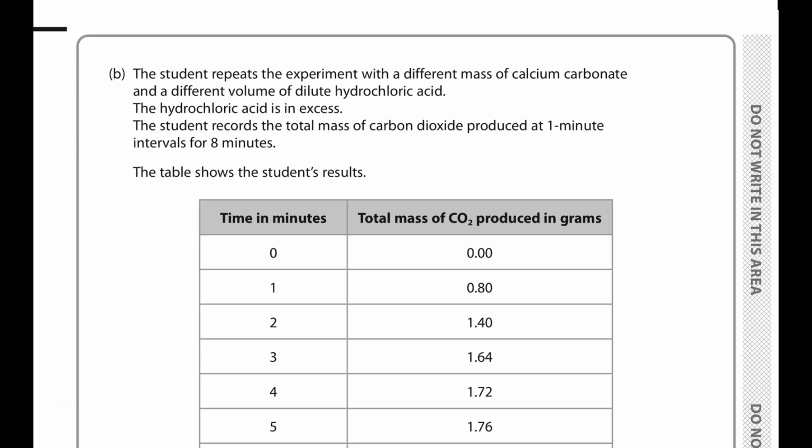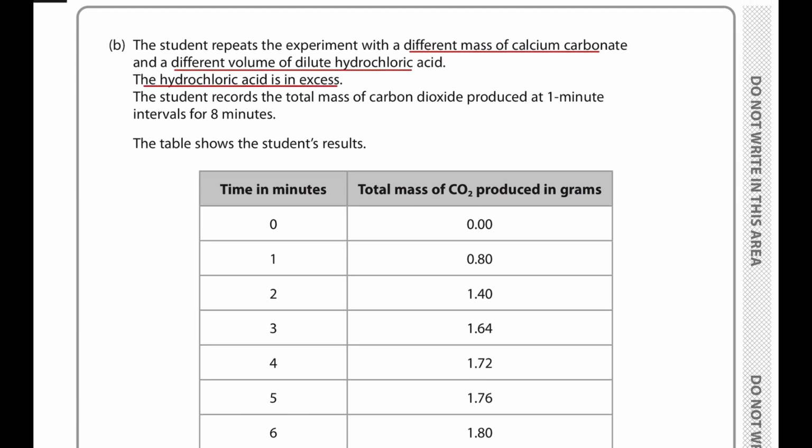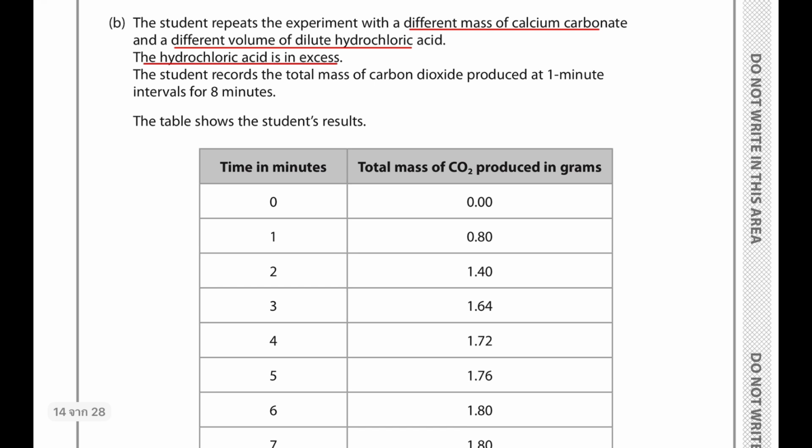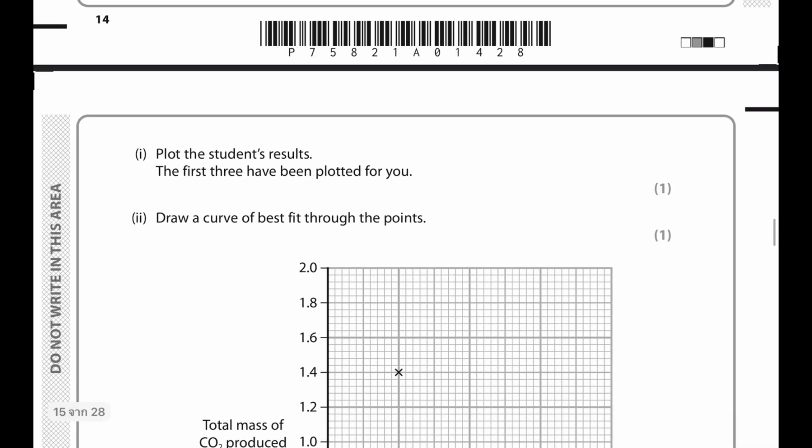Experiment with a different mass of calcium carbonate and a different volume of dilute hydrochloric acid. The hydrochloric acid is in excess. The student records the total mass of carbon dioxide produced at 1 minute intervals for 8 minutes. The table shows the student's results. Okay, so I plot the student results. The first 3 have been plotted for you.